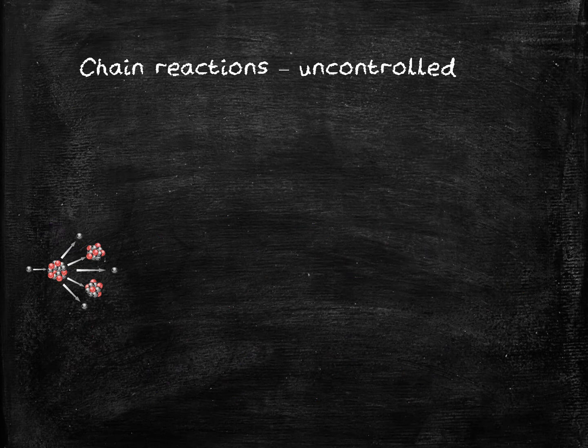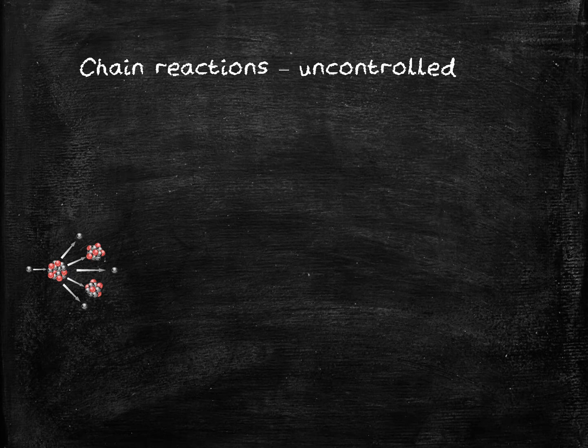The flip side to a controlled chain reaction is an uncontrolled one. And in uncontrolled chain reactions, you're dealing with no control materials whatsoever. So the control rods just, quite frankly, don't exist.